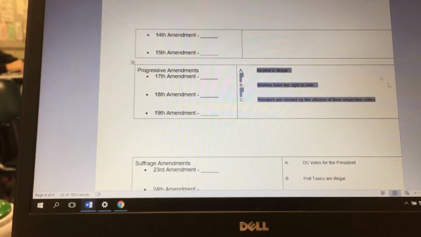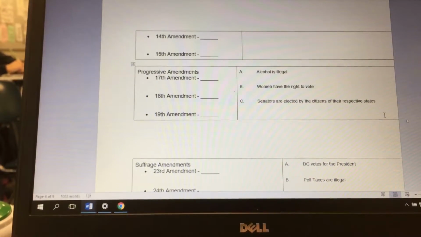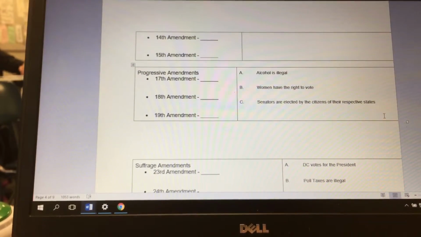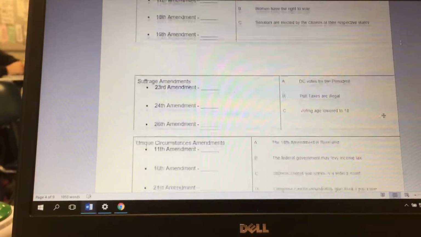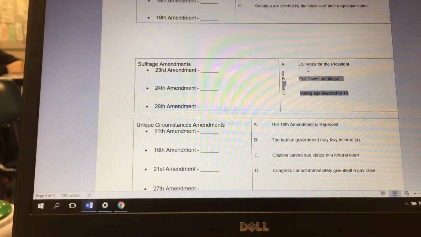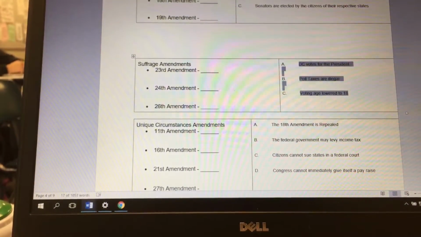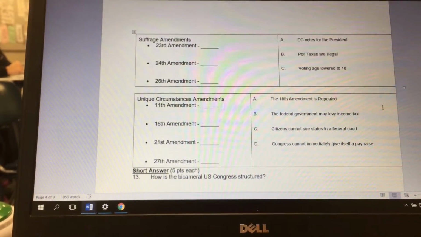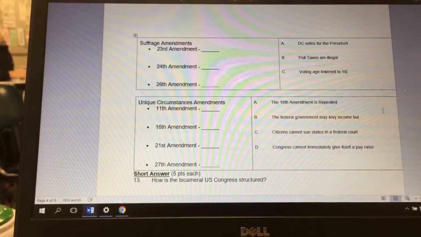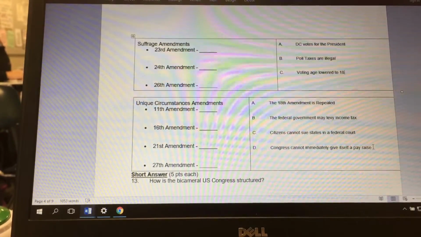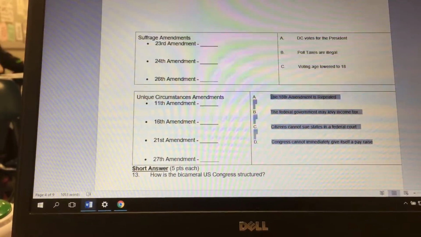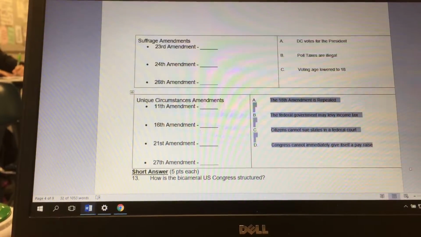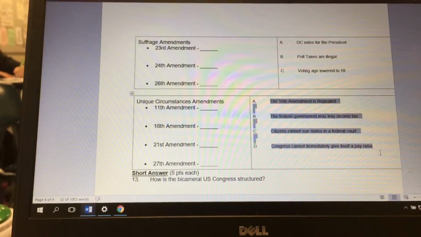Alcohol is illegal. Women have the right to vote. Senators are elected by the citizens of their respective states. DC votes for the president. Poll taxes are illegal. Voting age lowered to 18. The 18th Amendment is repealed.